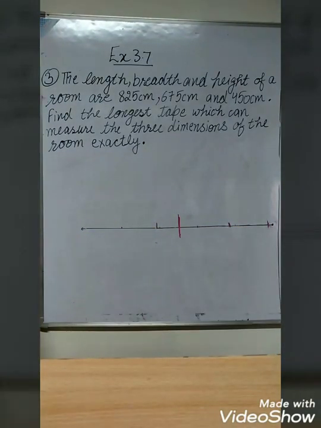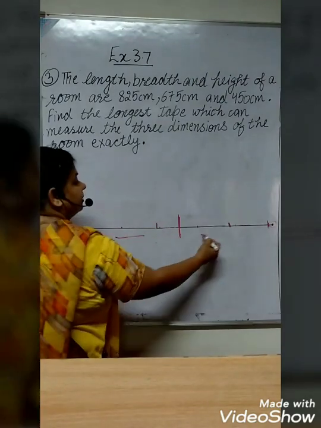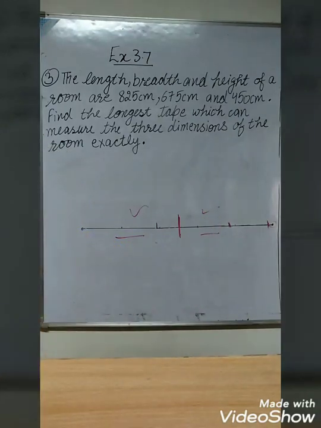Right? Now what has this measuring tape done to this length? You can see that this measuring tape has divided the length of this line into 2 equal parts. So how do we find the longest tape which can measure it exactly? Exactly means no part of the length should be left unmeasured. So it means we need to find the number which will divide 825, 675 and 450 exactly.